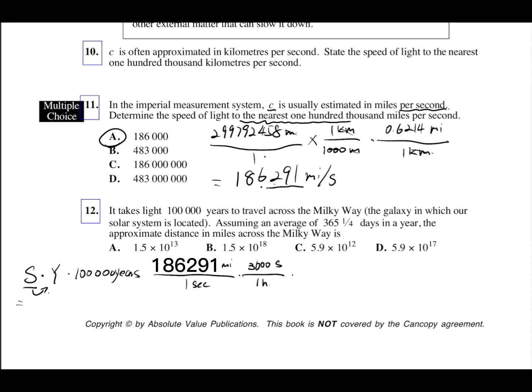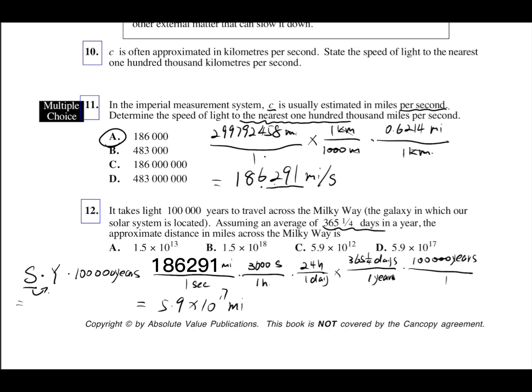Okay, and then 24 hours is a day, so it's 1 day. And for days, we have the day here. We times 365 and a quarter days, and it's a year. And how many years? 100,000 years divided by 1. And then we cancel everything, and you can get the answer is 5 times 10 to the power of 17. Okay.